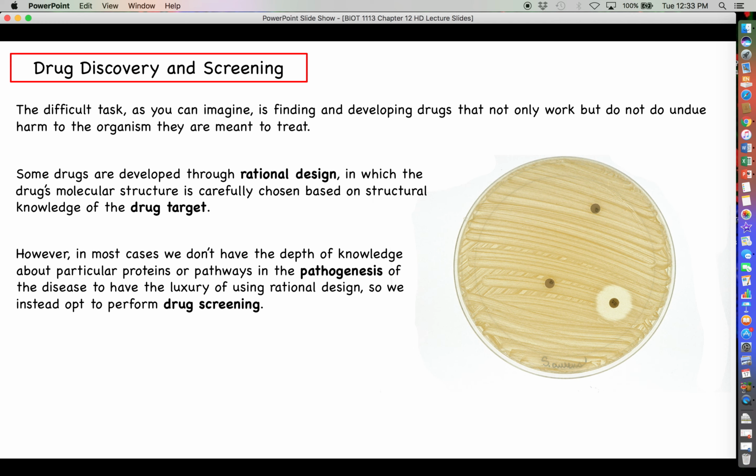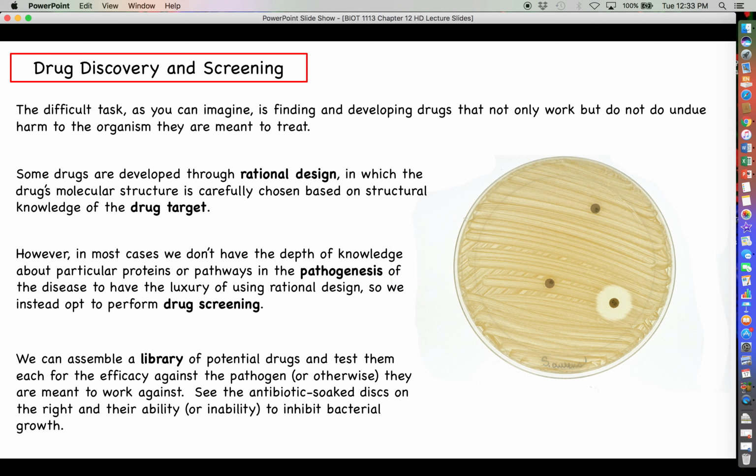But in most cases, we're a little bit more in the dark. We don't quite have that depth of knowledge about particular proteins or pathways or even the pathogenesis of the disease, in terms of how it actually causes a breakdown in body function, so we don't usually have the luxury of using rational design. So the next best thing is to use what is called drug screening. Basically, this is kind of like a shotgun approach.